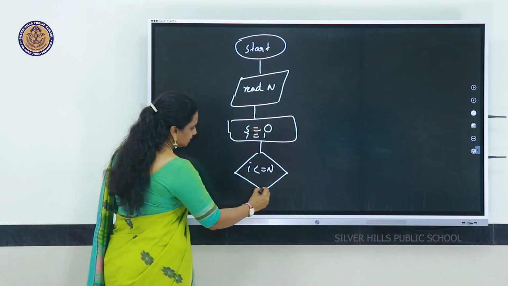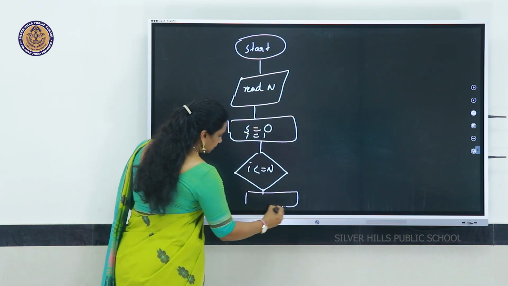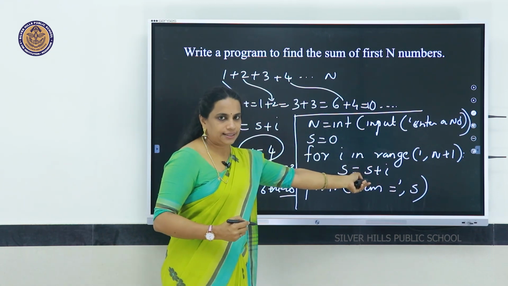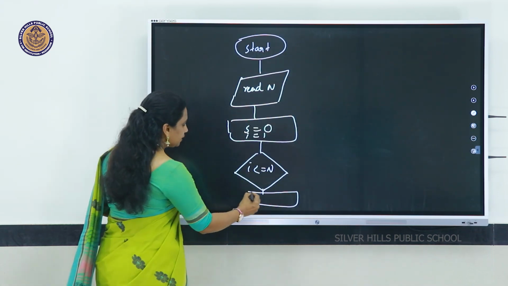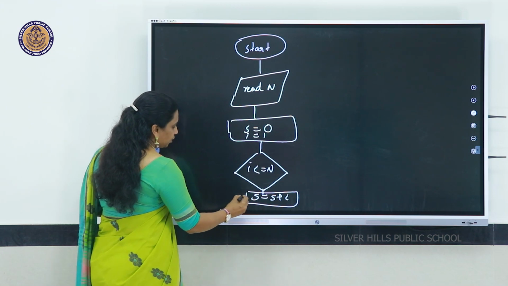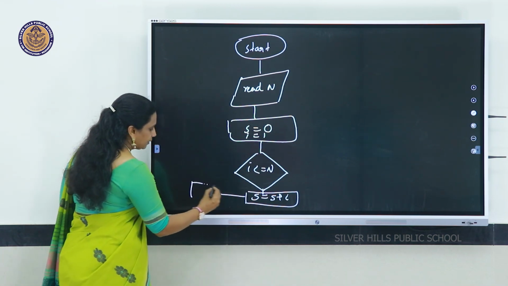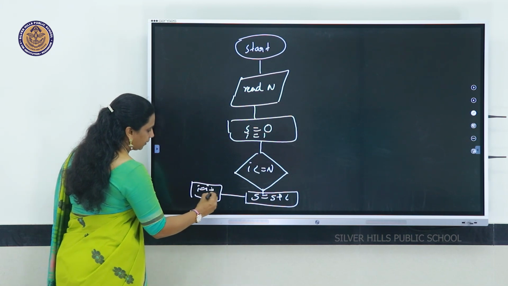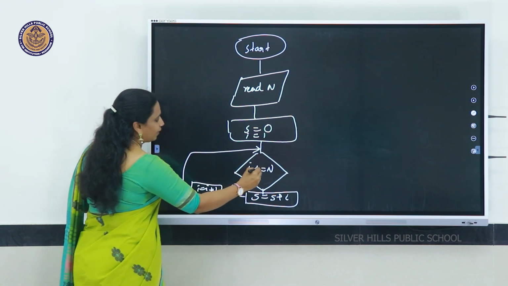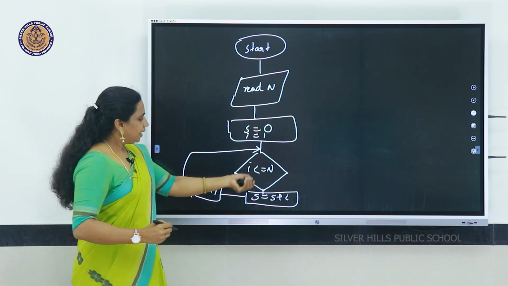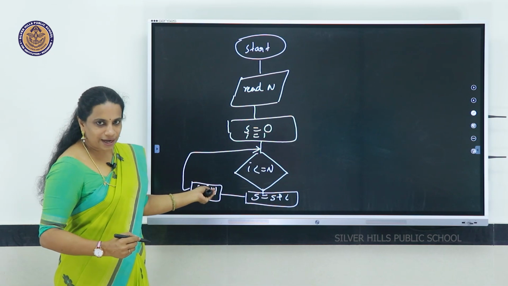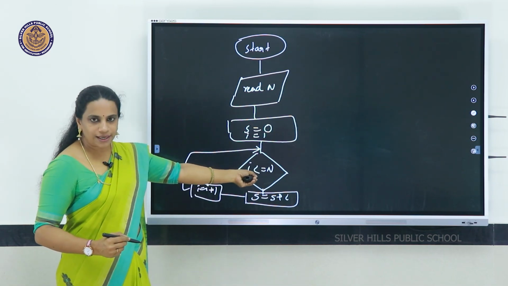If the value of I is less than or equal to n, then what is the step you have to do? S is equal to S plus I, that is for finding the sum. Therefore, here you can write S is equal to S plus I. After that, you can increment the value of I, that is I is equal to I plus 1. I value incremented. Then again you can check whether the value of I is less than or equal to n. If it is, S is equal to S plus I, you increment the counter variable, then again check I less than or equal to n.